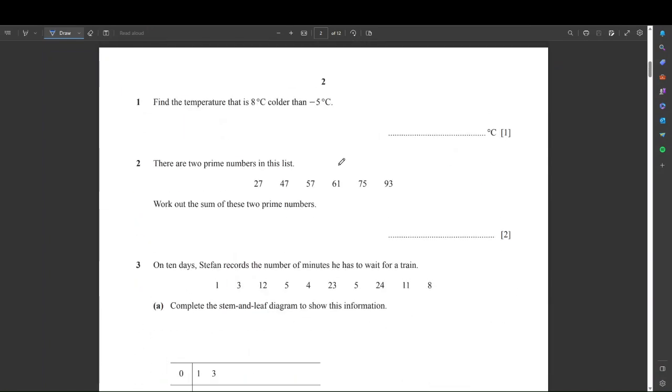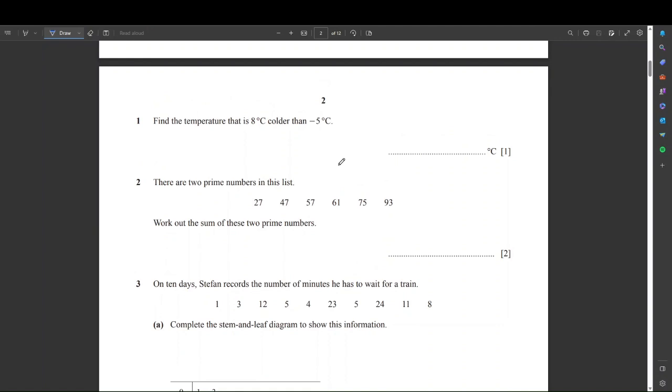Alright, find the temperature that is 8 degrees colder than minus 5, which is basically minus 5 minus 8, which is minus 13 degrees Celsius.